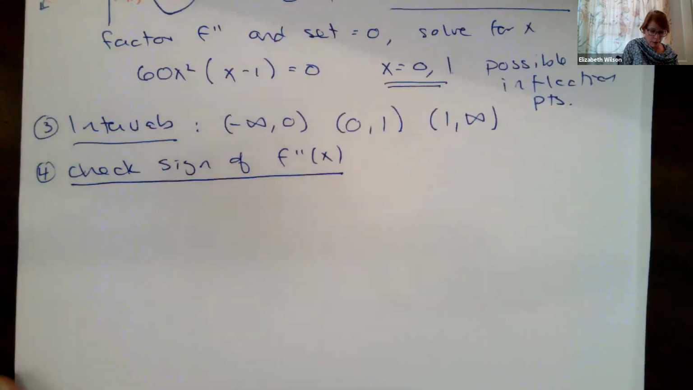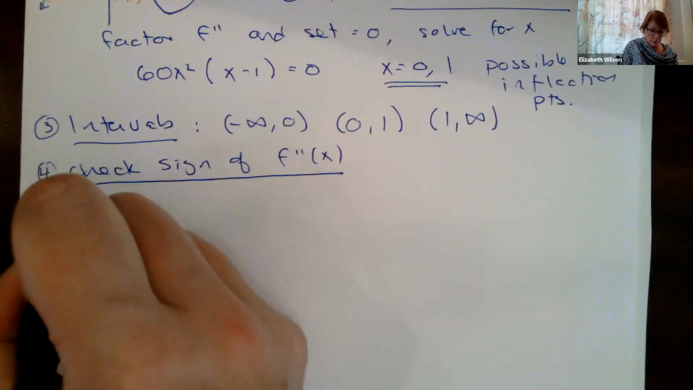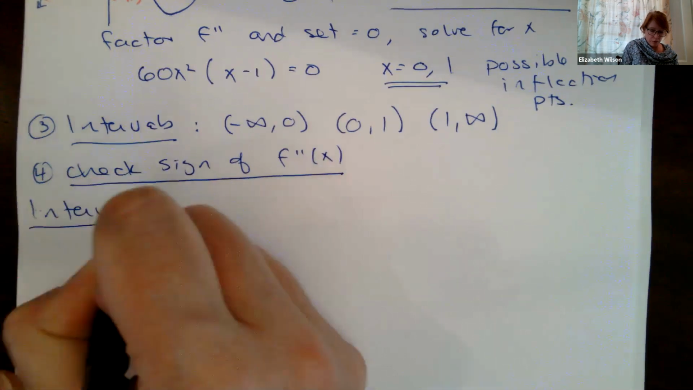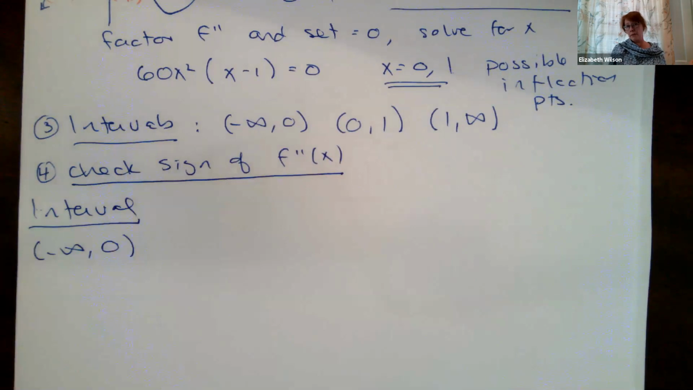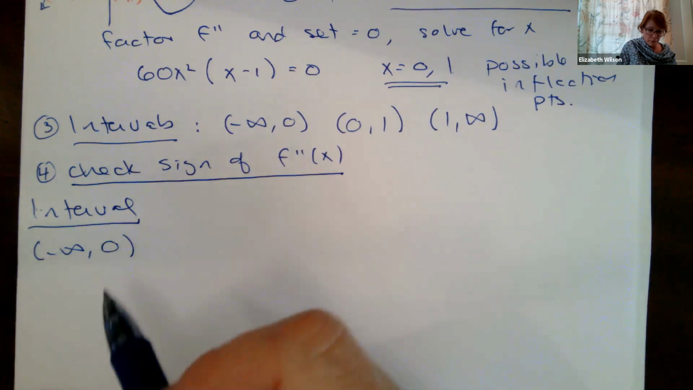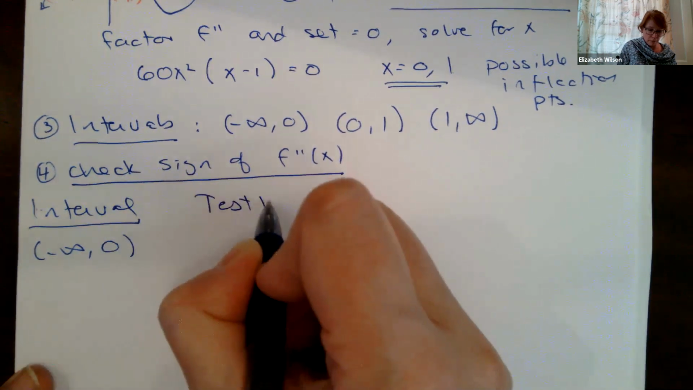So I'm going to say what my interval is. This is my first interval. I'm going to choose values between 0 and negative infinity. I can choose -1, -100, -10 billion. Don't go crazy on it. Choose something that's straightforward. Okay, my test value is going to look like this.